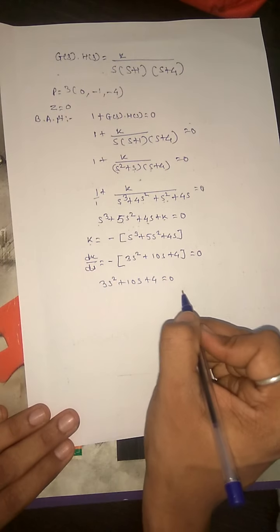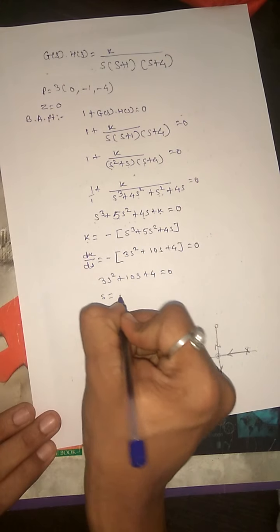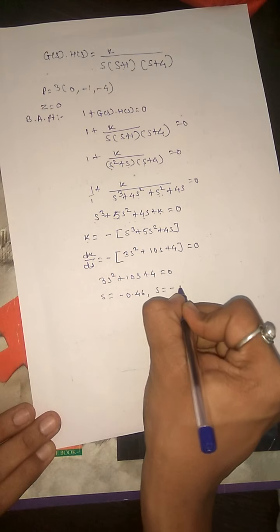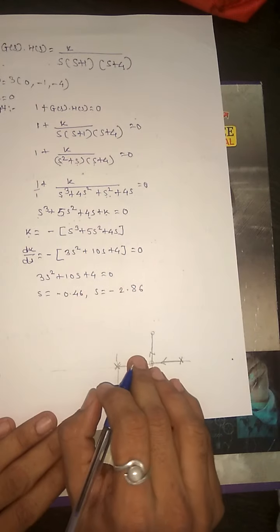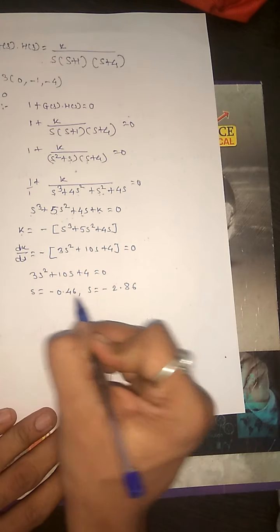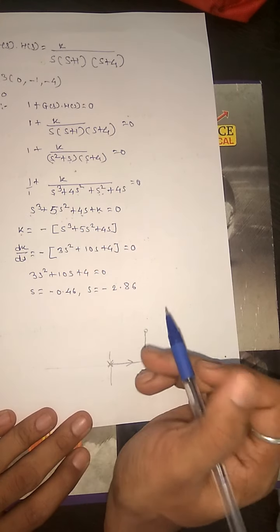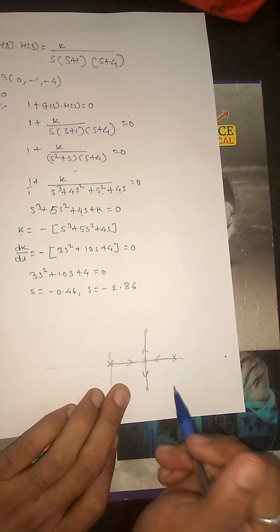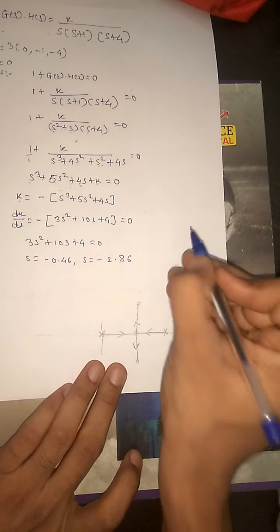Find the roots of the equation directly on the calculator. You will get s equal to minus 0.46 and s equal to minus 2.86. Now we got two roots, that is two points. Among these two, one may be a valid breakaway point and one an invalid breakaway point. So we have to find the valid breakaway point. How is it to be found out?